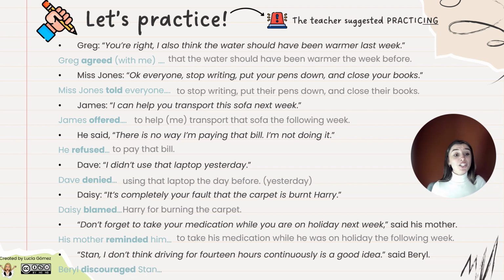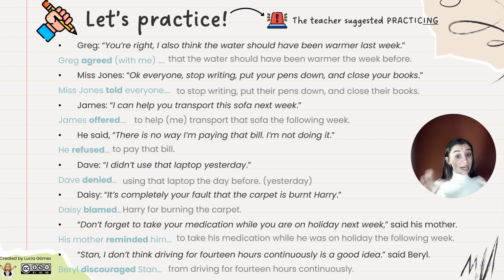Then, Stan, I don't think driving for 14 hours continuously is a good idea. So Burley discouraged Stan from driving for 14 hours continuously. Es like como que le quitó la razón, que no pensaba eso. Pues entonces me deshago de I don't think, because it's somehow implicit in the meaning of discourage. Lo que podéis ver es cómo estos verbos me obligan a quitar una parte de la oración, ¿vale? Porque ese significado de la oración que estoy dando, digamos, extra, ya lo lleva el verbo implícito en su significado. Y además de eso, tengo que tener en cuenta que cada uno de estos verbos tiene una estructura.